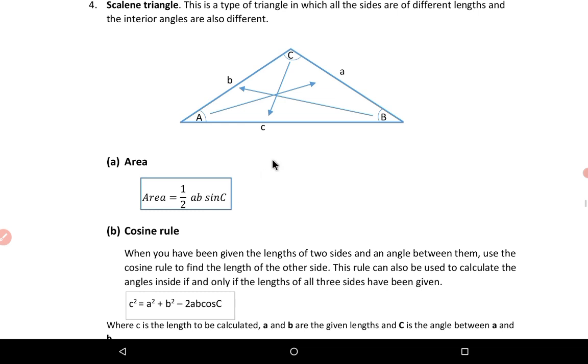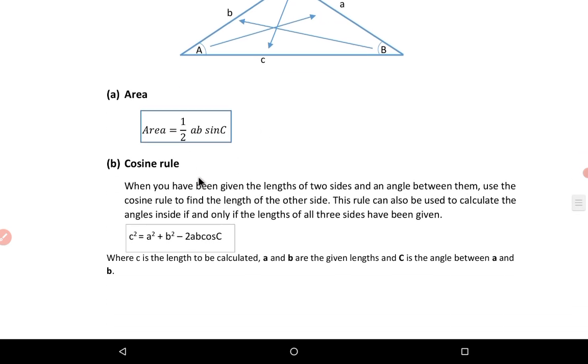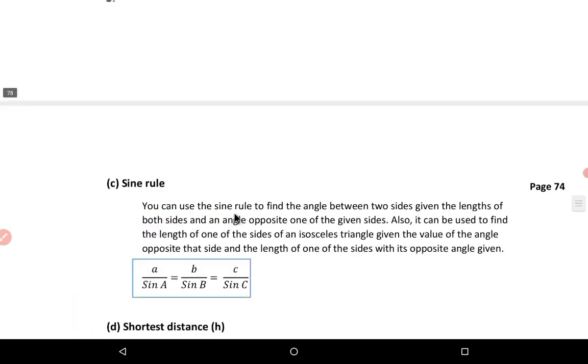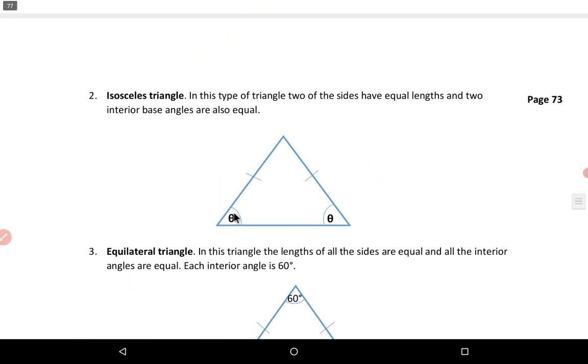This will now bring us to other things under trigonometry. We'll talk about the area in our next video, the cosine rule, as well as the sine rule and the shortest distance, and we would have covered everything under trigonometry.